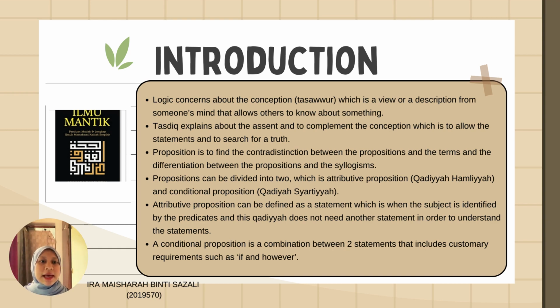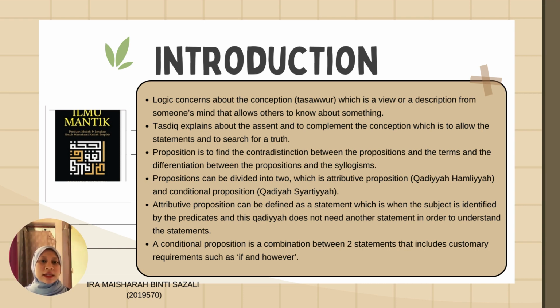As we know, the attributive proposition, which is qadiyah hamliyah, can be defined as a statement in which the subject is identified by the predicate, and this qadiyah does not need another statement in order to understand it. For example, the statement, all humans are mortal. You can understand that all humans in this world will die and nothing is permanent. That is an example of qadiyah hamliyah.